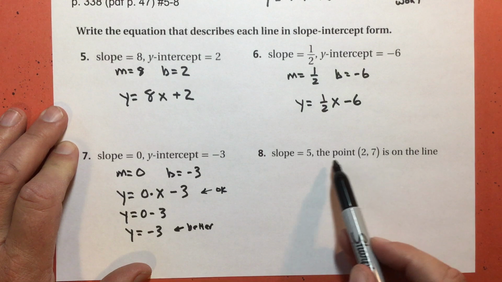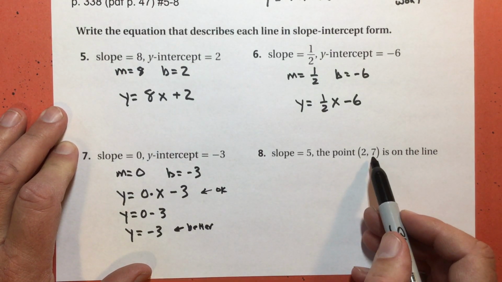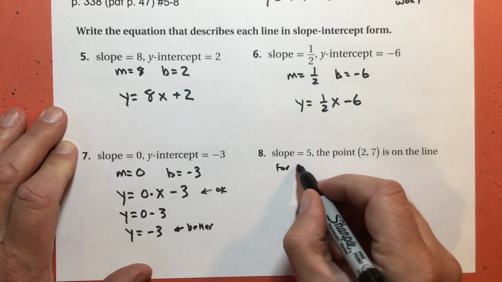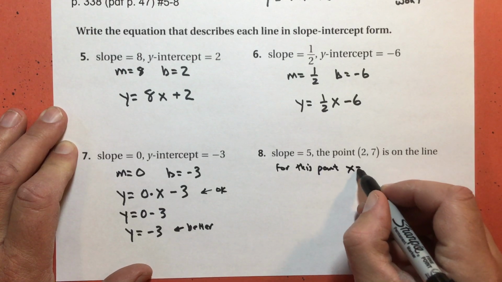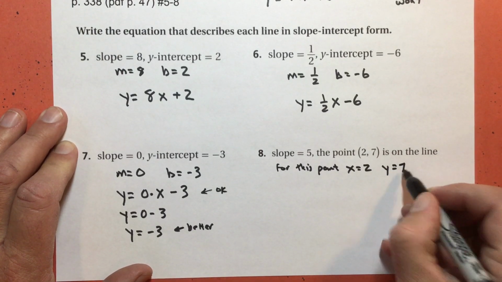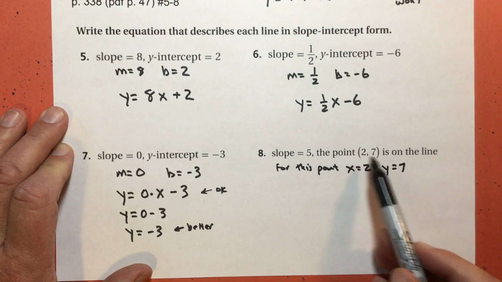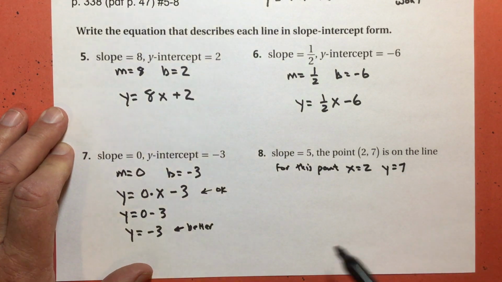All right, finally, problem number 8. I got the slope, which is 5, but I do not have the y-intercept. They give me this point. So for this point, the x equals 2 and the y equals 7. I can use a different x and find a different y. I just don't know what those are. They didn't tell me. They only told me one of them. So how do I do this?